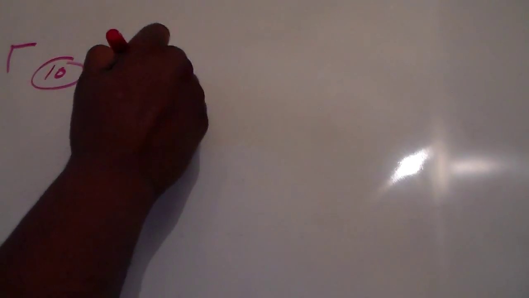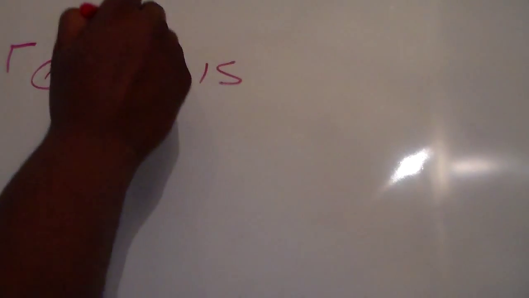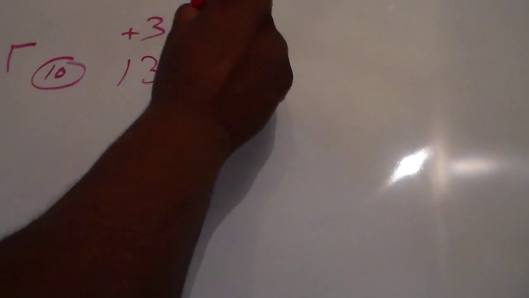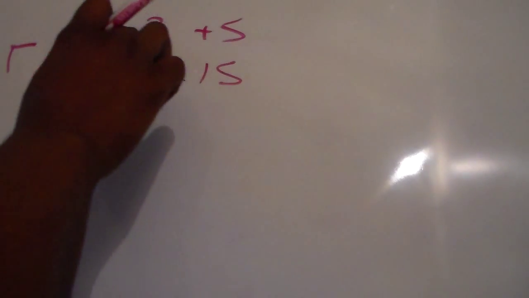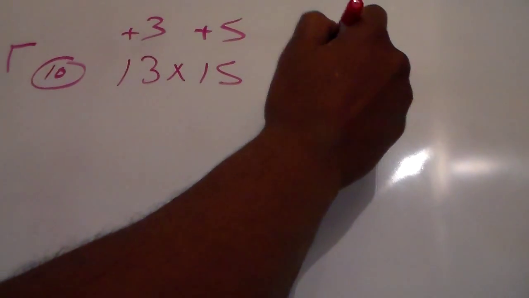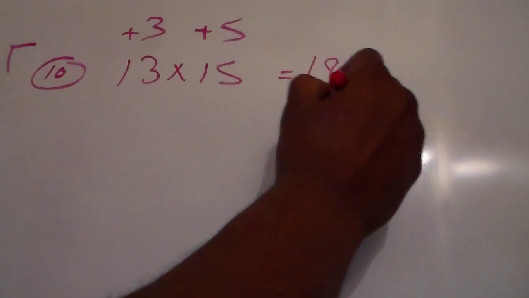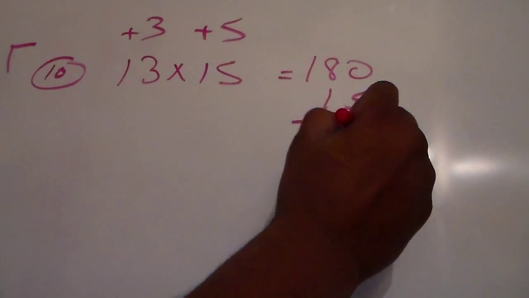Let's make sure our camera's steady. Let's say we're going to do, I don't know, 13 and 15. In relation, this is plus 3, and this is plus 5 above 10. 15 plus 3, we're going to get 18. We add a 0. Multiply the top, 15. 195 is our answer.